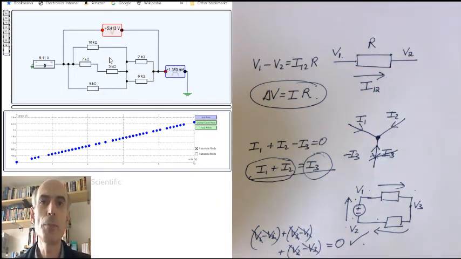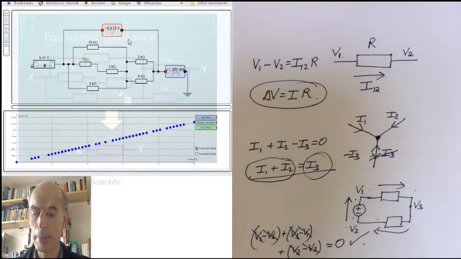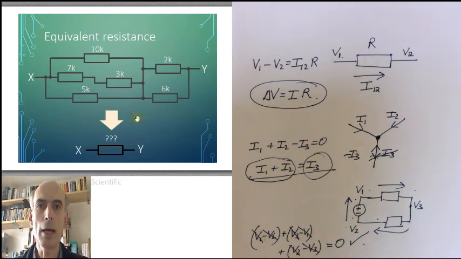All we need to do is work out what value of resistor would give you the same current flowing through for the same voltage placed across it. And that is the fundamental problem of resistor networks that we're trying to solve. What value should this resistor have in order that the same current would flow through it for the same voltage difference across it?